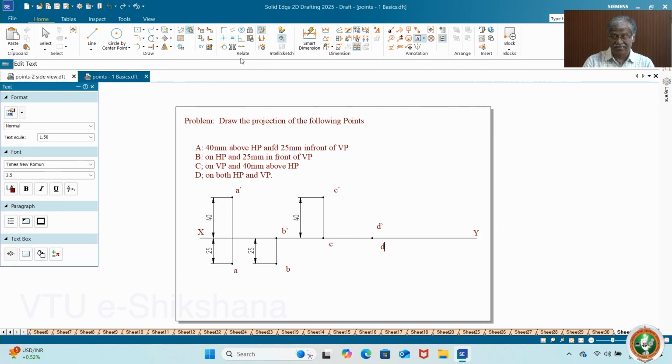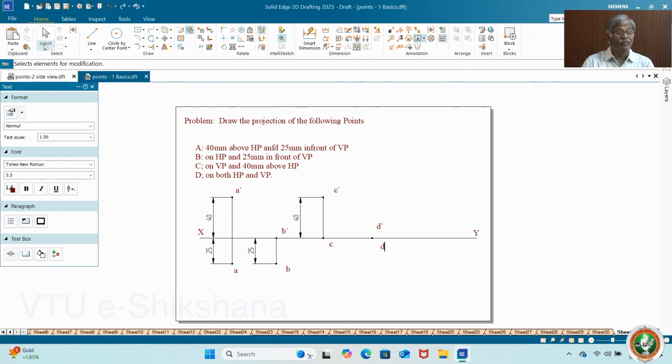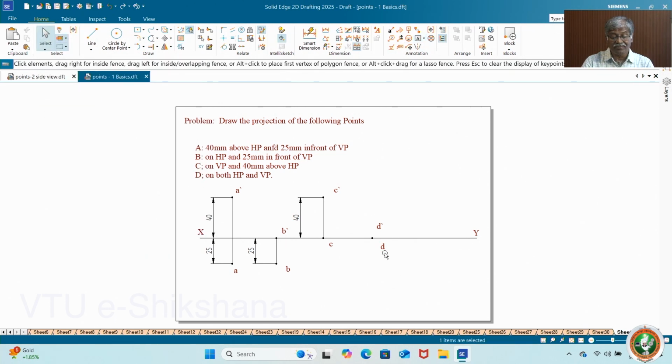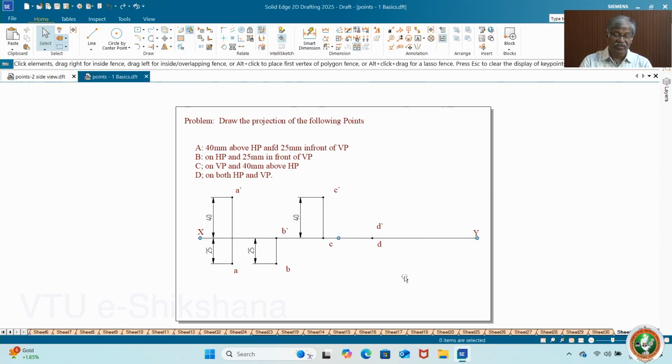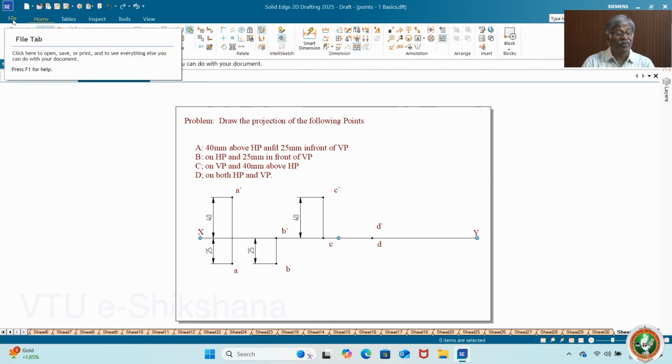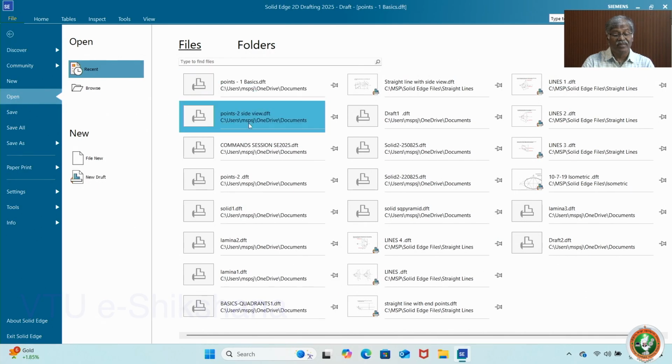Okay, basics. We have discussed so far the points independently, and then the points which are on HP, on VP and touching both HP and VP. Now let me consider the problems which are little bit tricky. Okay, and let us work out that.